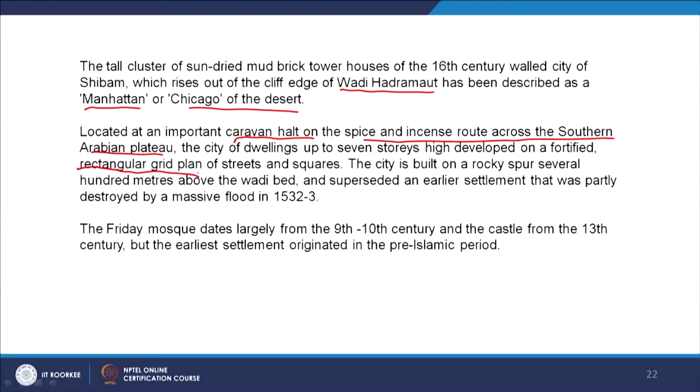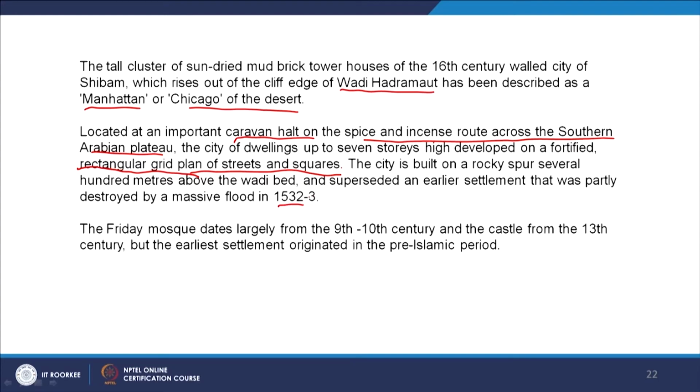So this is mostly from 7 to 9 storied, developed on a fortified rectangular grid plan of streets and squares. The city is built on a rocky spur several hundred meters above the wadi bed. So basically there is a wadi bed and it's raised above. And the earlier settlement was actually destroyed by a massive flood somewhere in 1532.